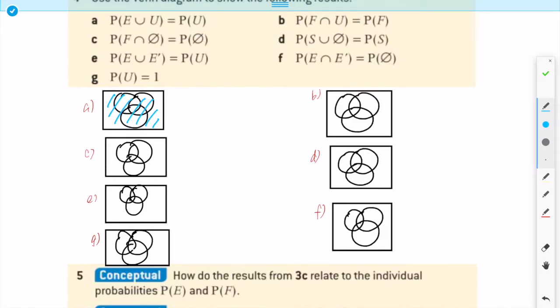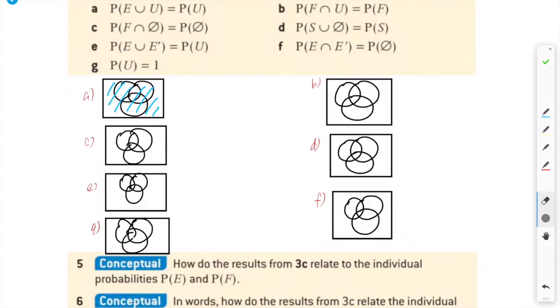Probability of E or E prime. The probability of E is this circle over here. Probability of E prime is anything outside of the circle. We're doing an OR, so we also include that, which means that we have shaded in the entire universe. G, P of U. Well, of course, P of U is everybody, so it equals 1.